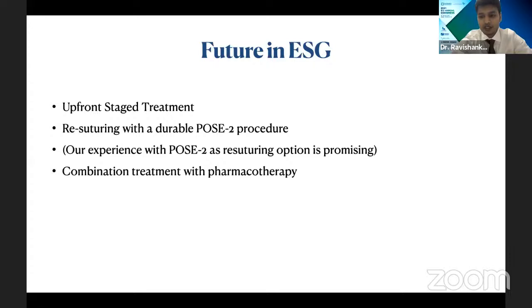And recently there is increasing availability of once a week GLP-1 analogs. And the recent publications on combining ESG with GLP-1 analogs have been very promising with good weight loss results. I think that would be a good option for us to consider when managing obese patients.